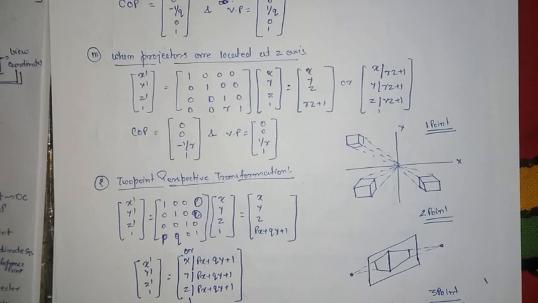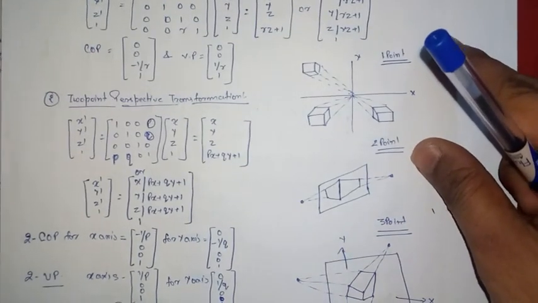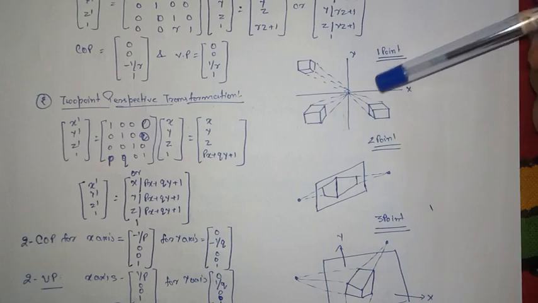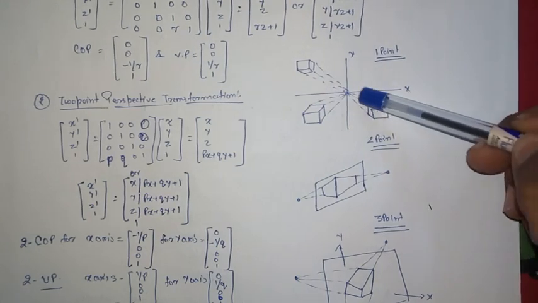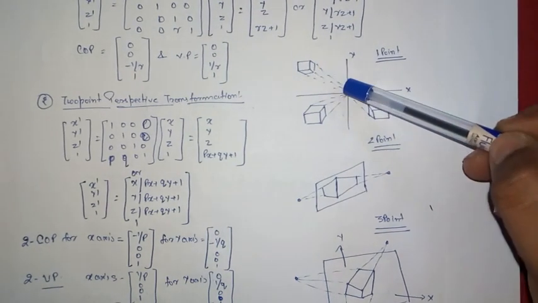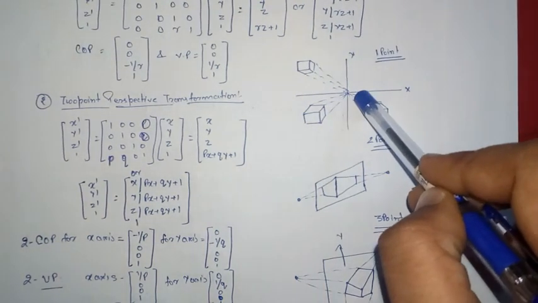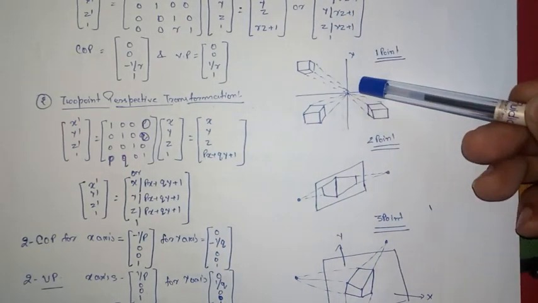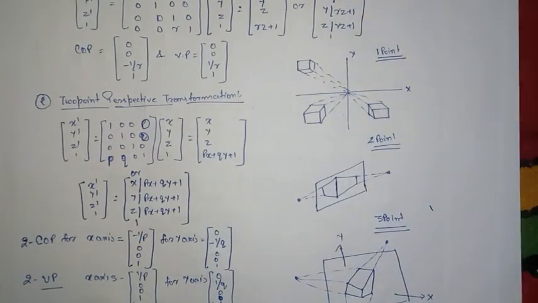Now the second type of perspective projection is the two point perspective projection transformation. Before we start, I want to tell you about it from the diagrams also. If you are talking about the x-axis, then the x-axis has a vanishing point like this, the y-axis has a vanishing point like this, and the z-axis has a vanishing point like this. From this point you can see all the axes are going to one point. So this is called the vanishing point. So one vanishing point is on each of the x-axis, y-axis and z-axis.